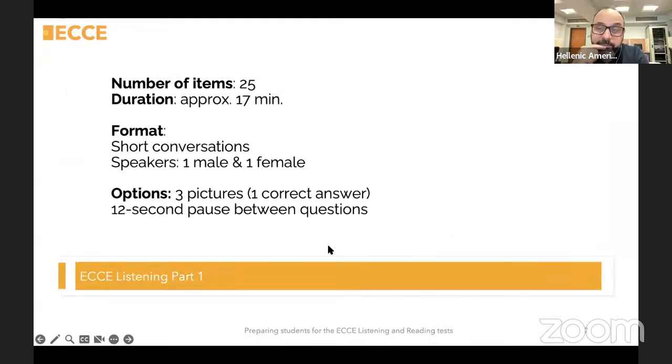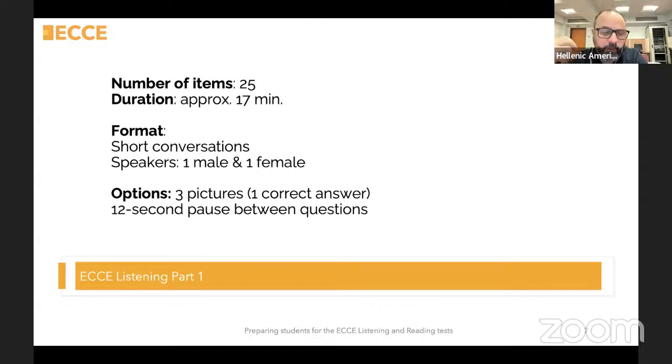Now, looking at part one, we will look much closer at part two in the reading a little bit later. But we'll begin with what the test takers begin with, which is the very first part, the part with the pictures. 25 questions, and the duration of this particular part is approximately 17 minutes. So they will listen to 25 questions, and they will have time to preview the pictures. And this is all about some short, very brief conversations between a man and a woman.